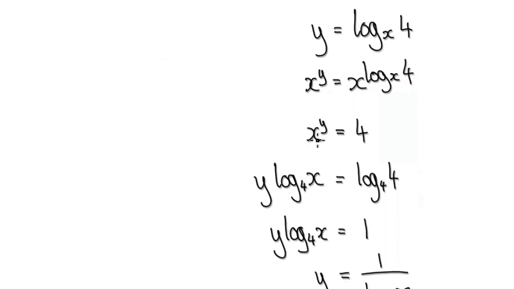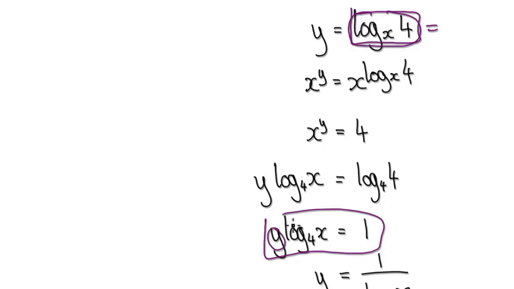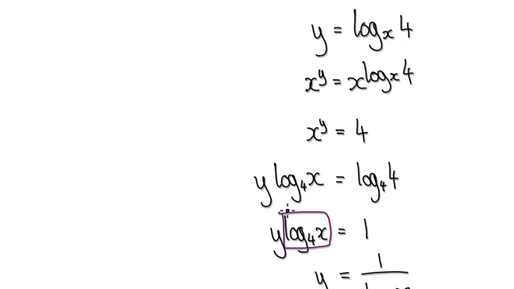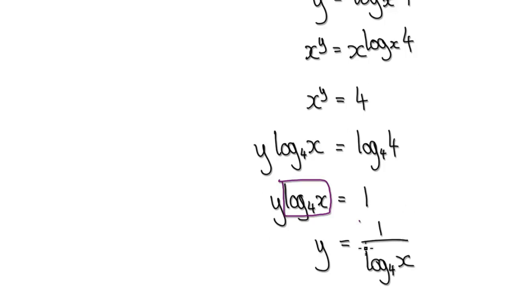From here, log both sides with base 4. So log x, and remember the y is able to come down here, and then log base 4 of 4, which will be 1. Now you want to get y on its own, because y represents this block. You want another way of representing this block. So divide both sides by this thing here. That will then take you to here.